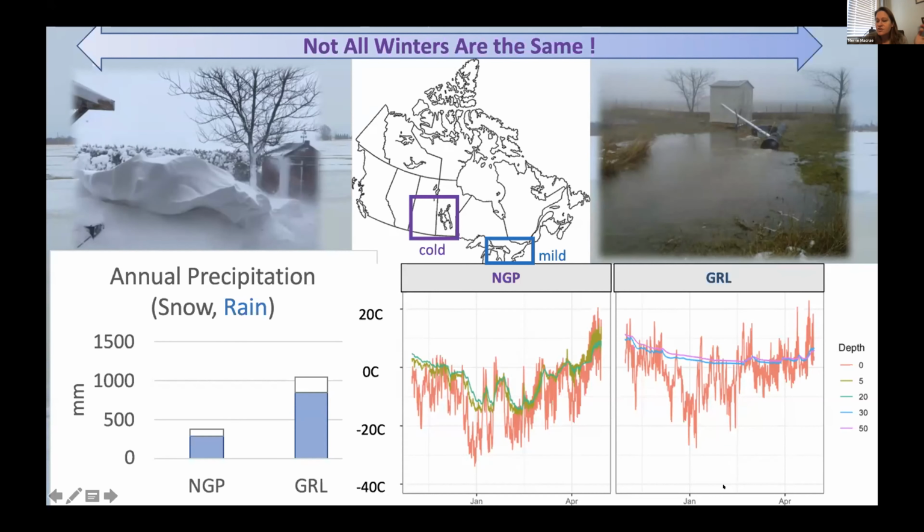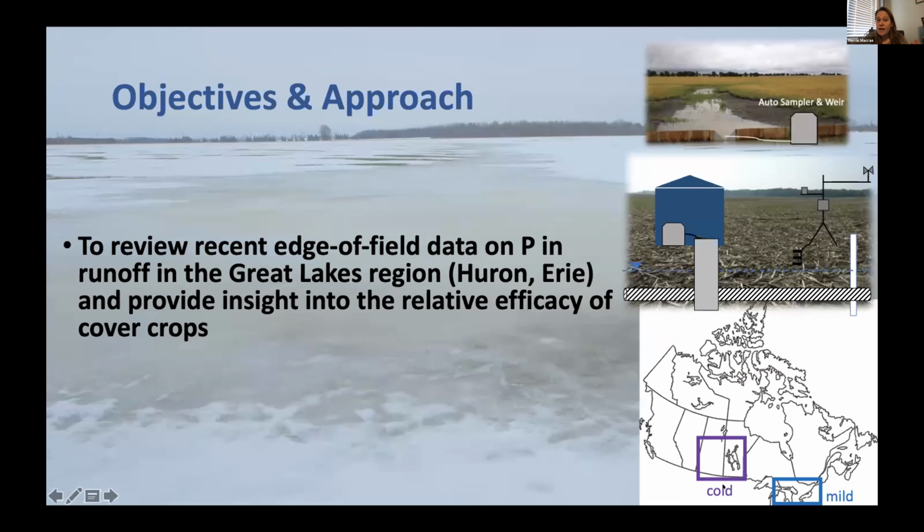If you can see on the graphs on the screen, the red line is showing you the air temperature, but because of our snow cover, we tend to not see as much frost in the subsurface. And so our crops are not necessarily going to be subjected to the same temperatures that they might be in areas such as the Northern Great Plains, particularly in, say, Winnipeg and areas like that. And so when we start to think about the effects of freezing on cover crops and their potential to release phosphorus, we want to make sure that we're actually thinking about temperatures that are representative of the conditions that we actually see.